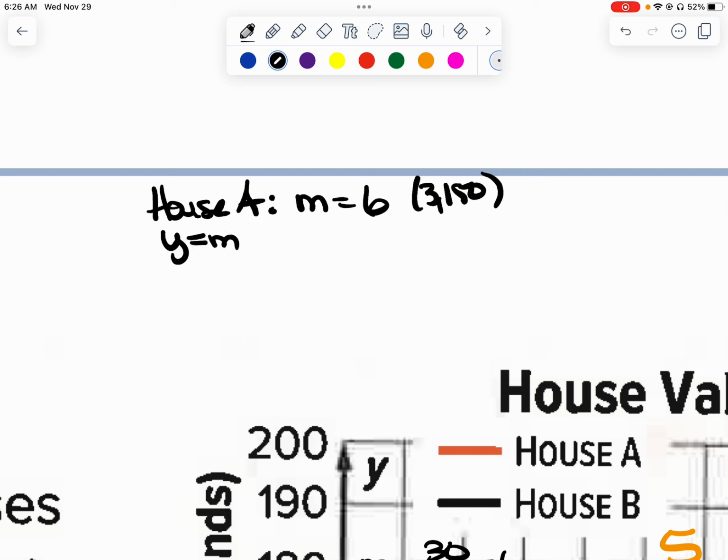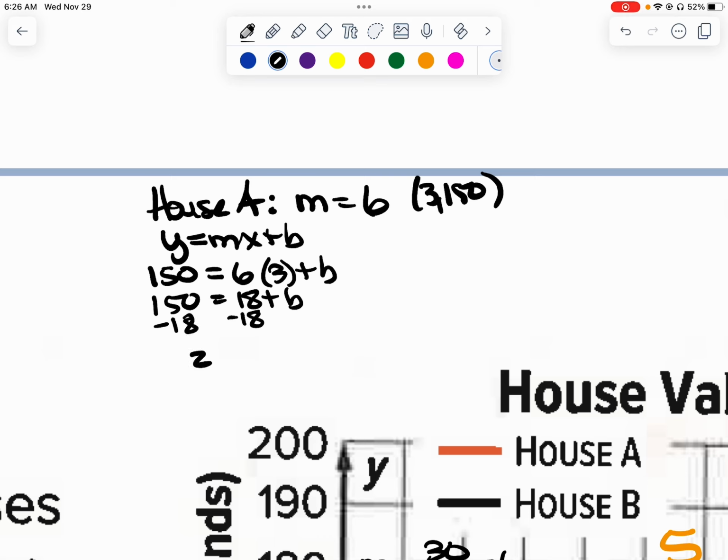So y equals mx plus b. I replace the y with 150. The m I'm going to replace with 6. The x value is 3 plus b. So I get 150 equals 18 plus b. I subtract.